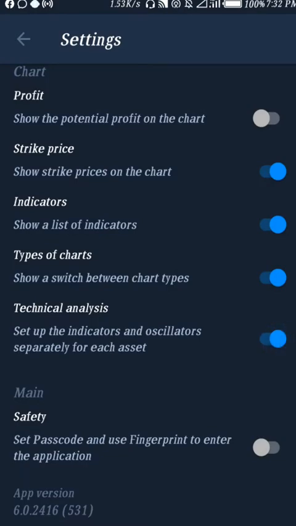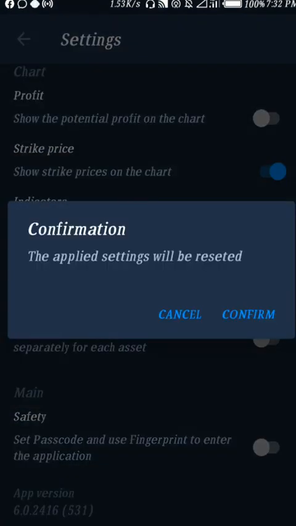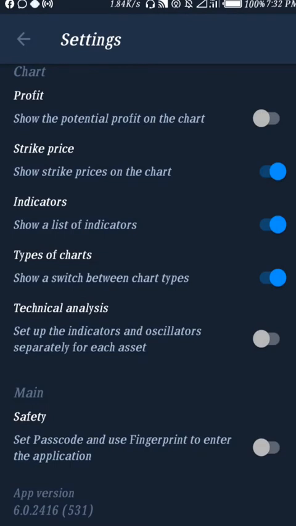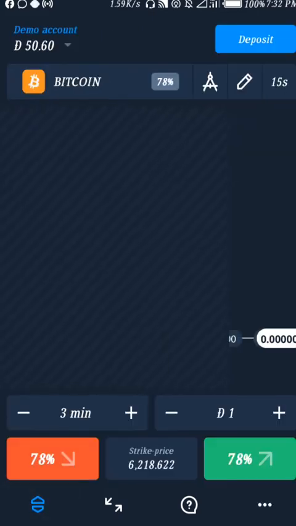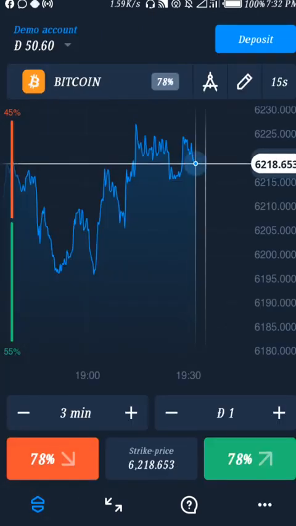on your phone, all you have to do is click on it to turn it off. Okay, then you confirm. So that's what you do. It has to be off. Turn it off. So if you turn it off, anytime you open up another chart, it will always be there. All right.